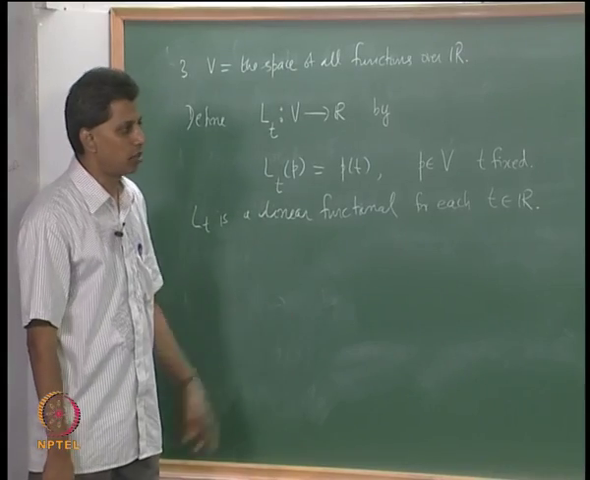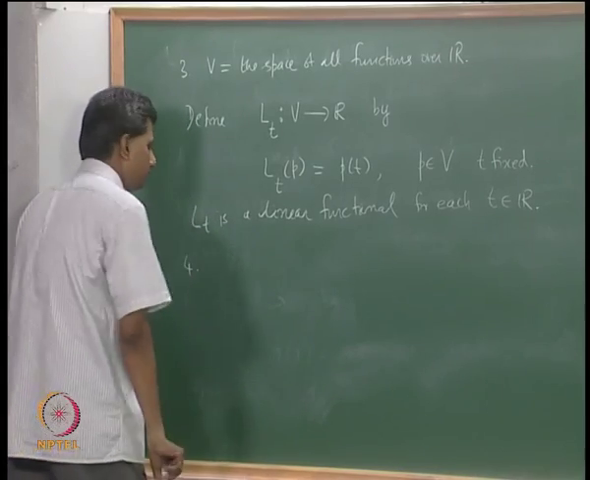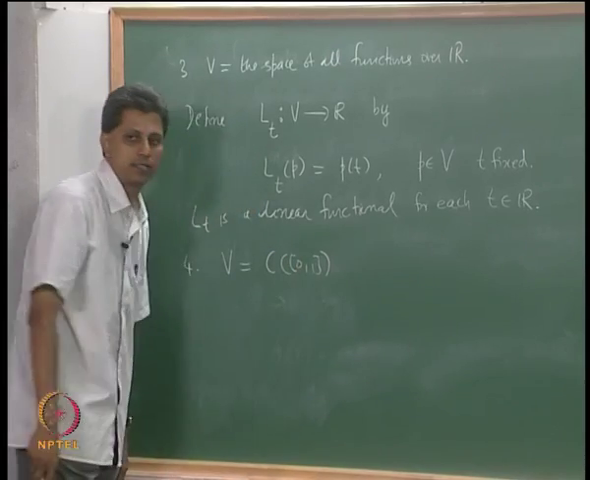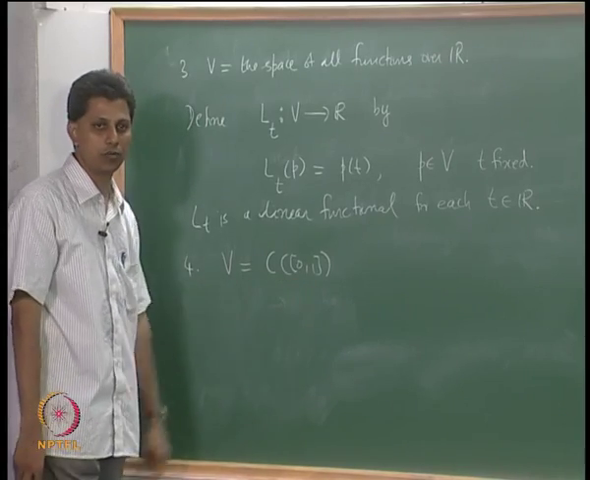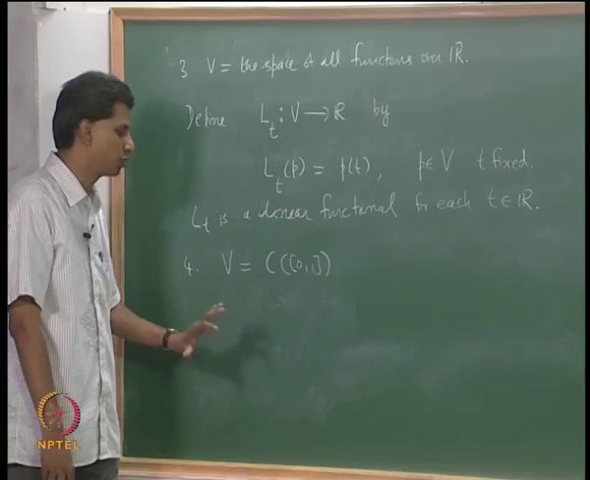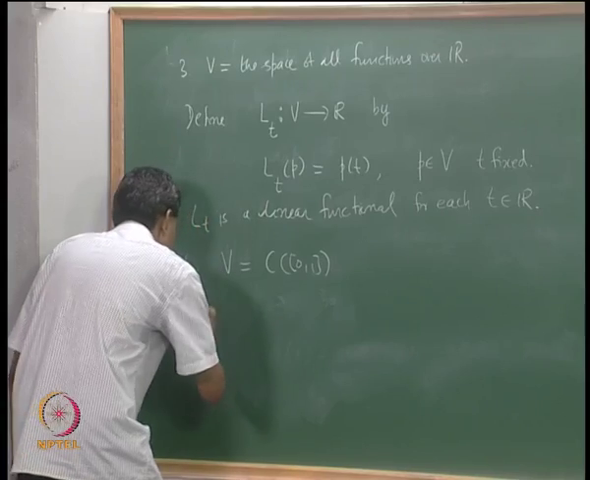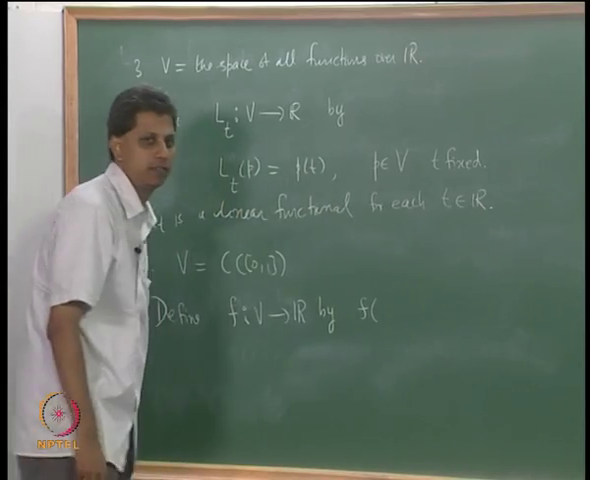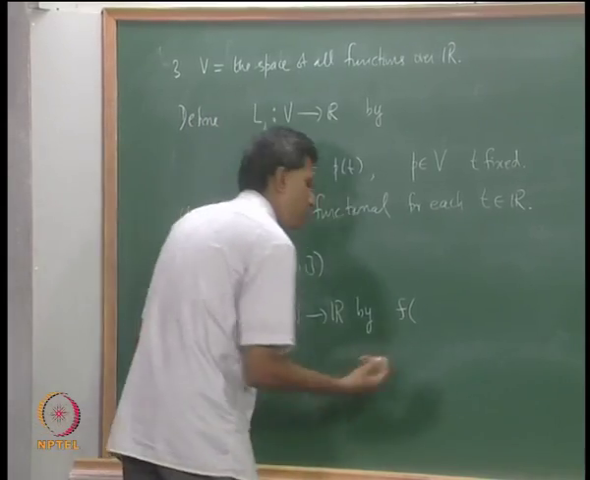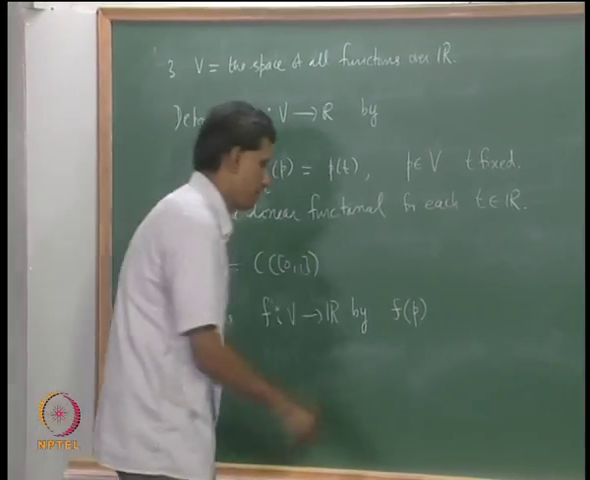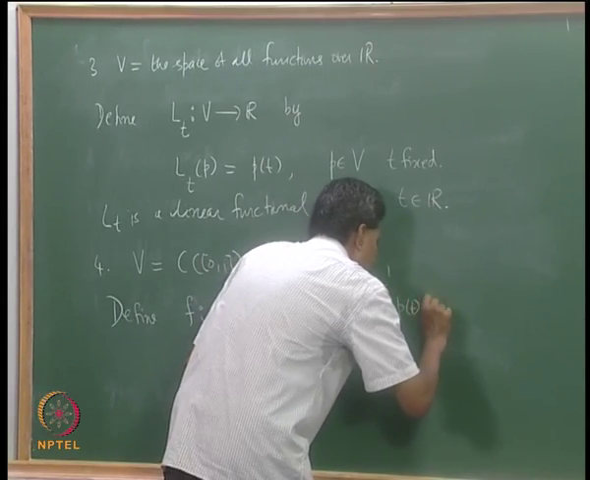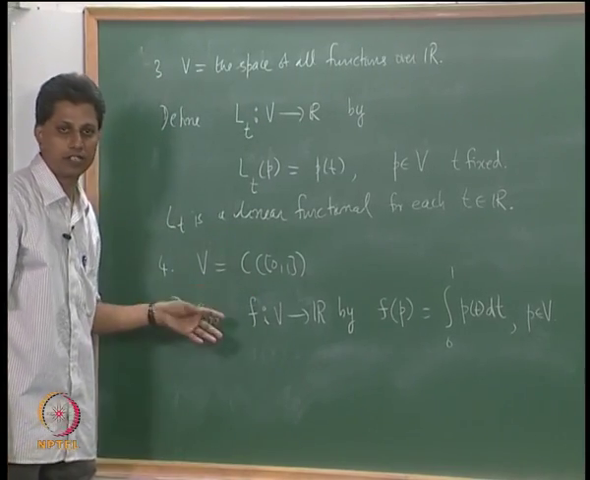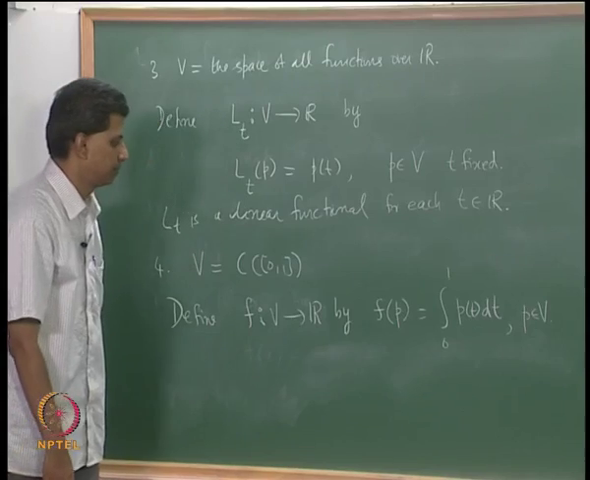Then let me give you one more example, the last but certainly not the least. For me, V this time will be C[0,1], the space of all real valued continuous functions over the interval [0,1]. I define F from V to R by F of a function p as the integral from 0 to 1 of p of t dt. Remember that p is a continuous function, so this is a Riemann integral, and it exists.